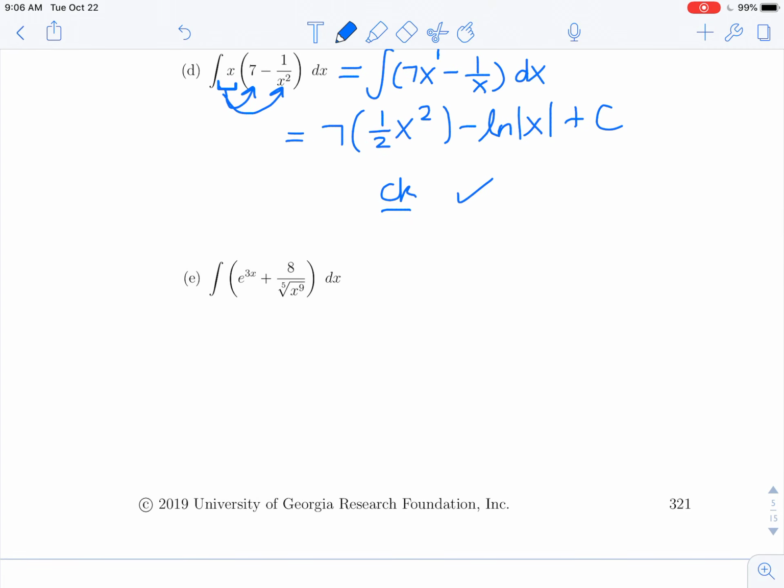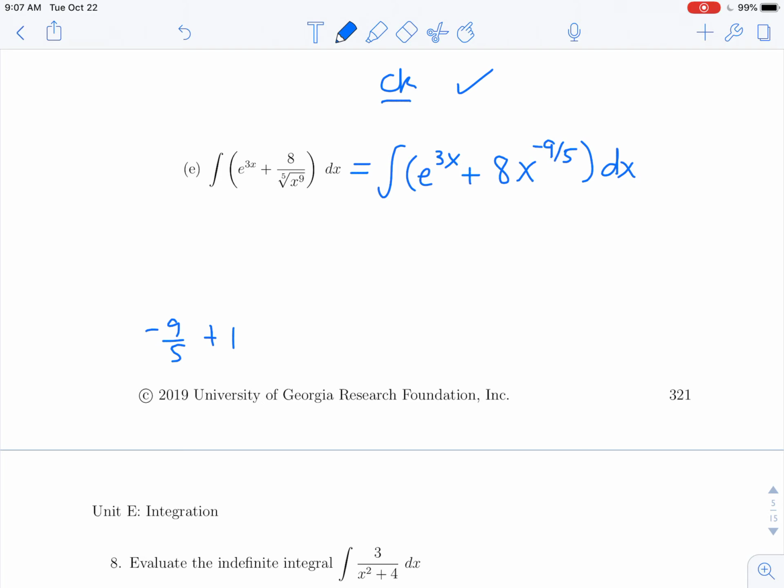Part E is the indefinite integral of e to the 3x plus 8 over 5th root of x to the 9th with respect to x. So let's go ahead and rewrite that exponent. This is the same thing as e to the 3x plus 8 x raised to the negative 9/5 power. And let's go ahead and do a little bit of scratch work. Negative 9/5 plus 1. 1 is 5/5, so that's negative 4/5. Okay.